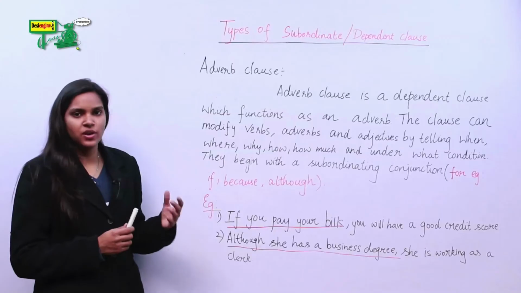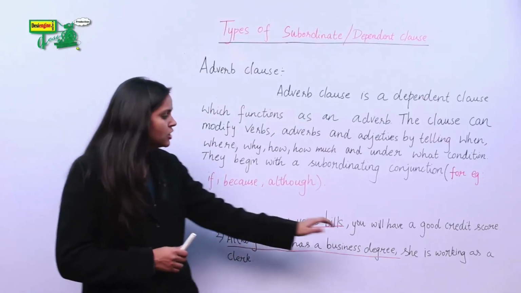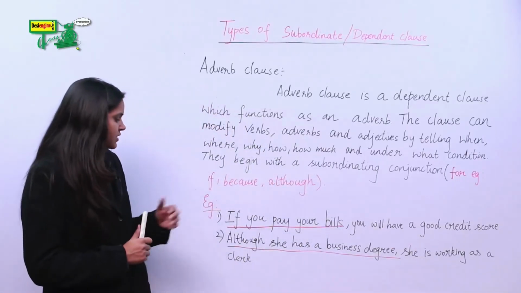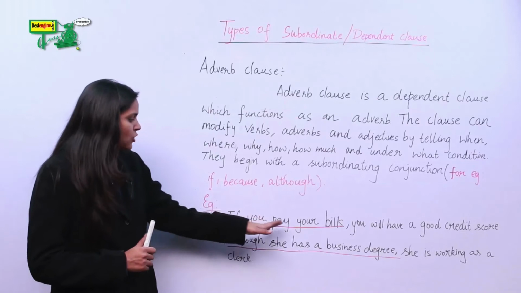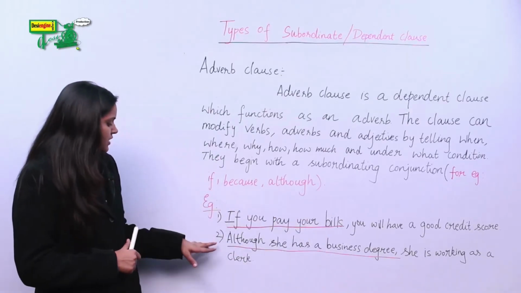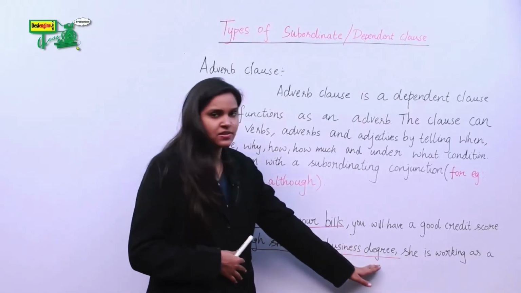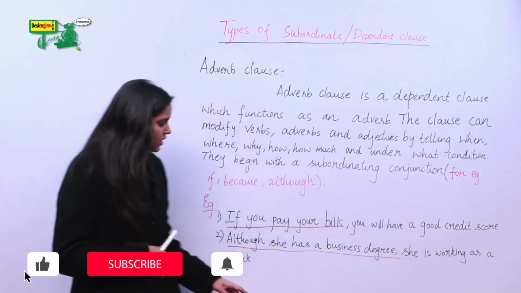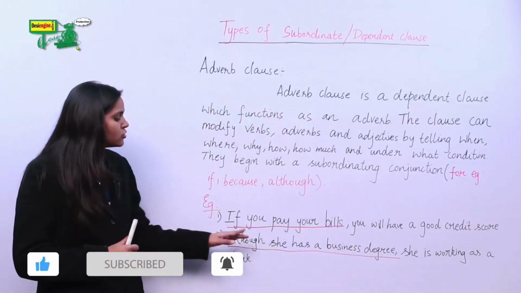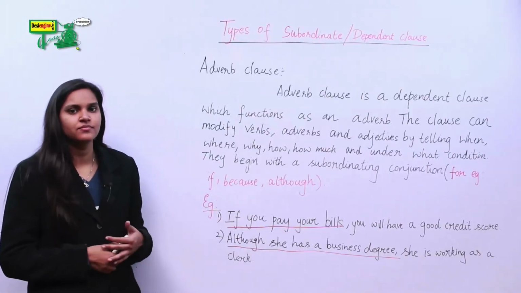Let's take a look at a few examples. If you pay your bills, you will have a good credit score. In this sentence, if you pay your bills is our adverb clause. Let's come to the next sentence. Although she has a business degree, she is working as a clerk. In this sentence, although she has a business degree is our adverb clause.